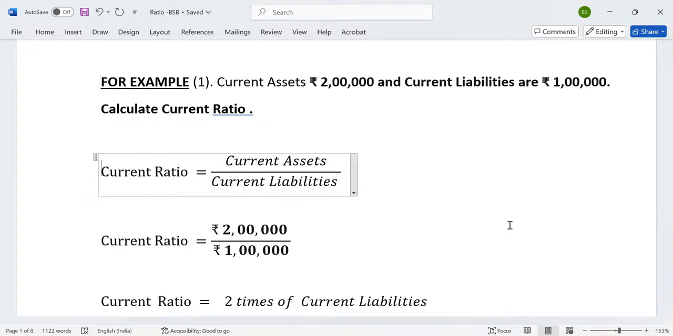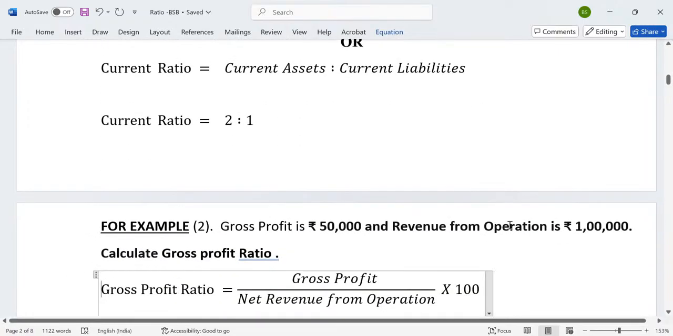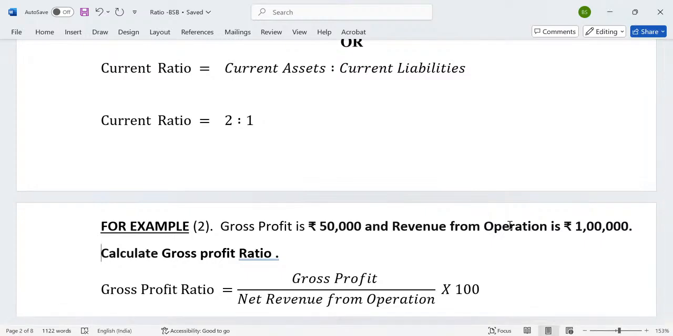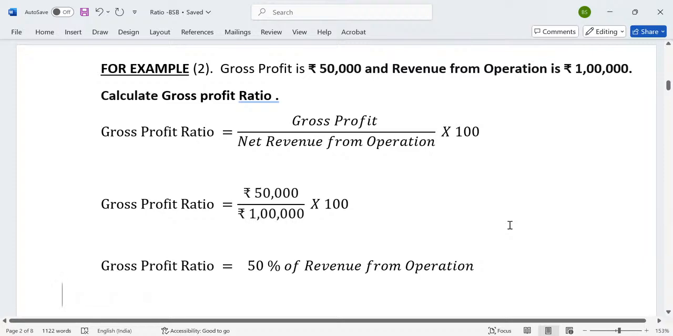Next, we can express it in this way also. Current ratio is equal to current assets ratio current liabilities. Current ratio is equal to 2:1, like 2 lakh ratio 1 lakh. 2:1, it is in proportion. That one is in number of times. Next, your ratio can be expressed as a percentage.